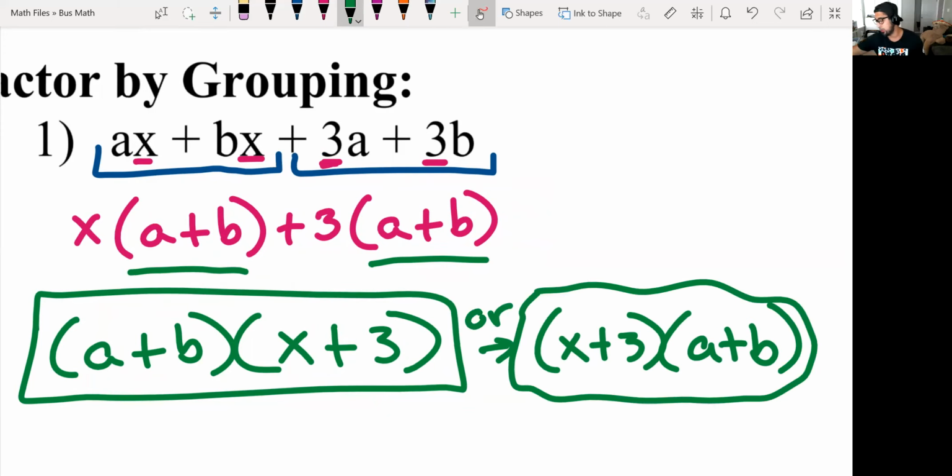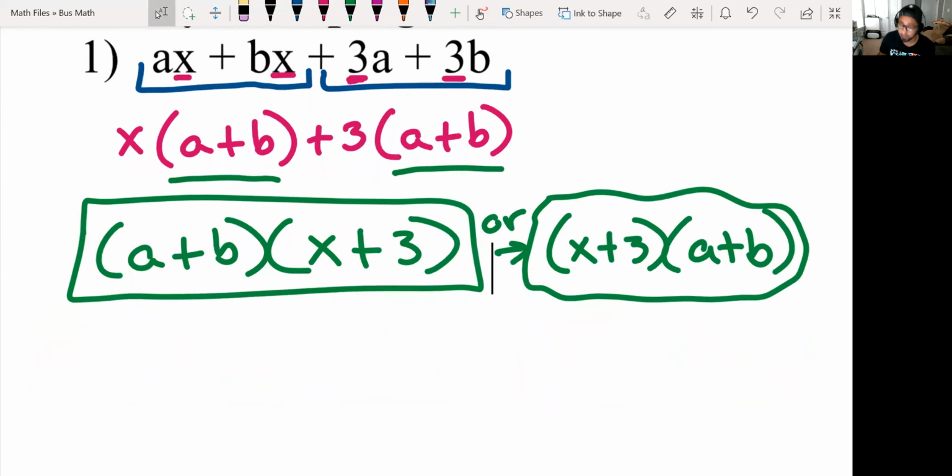All right. So, factoring by grouping. Let's do it again.